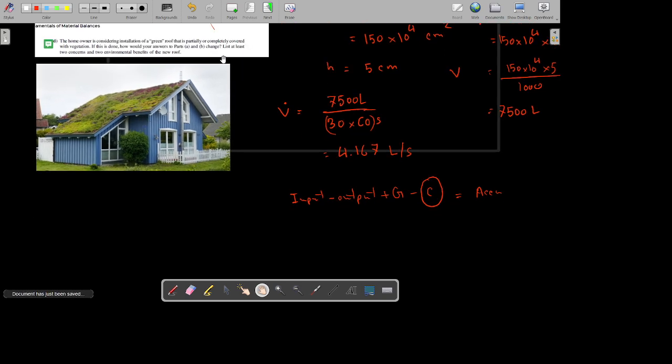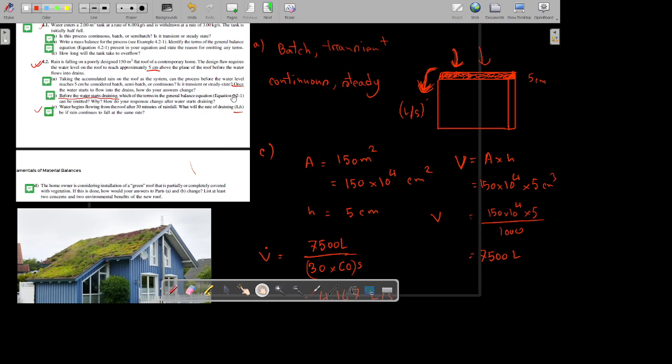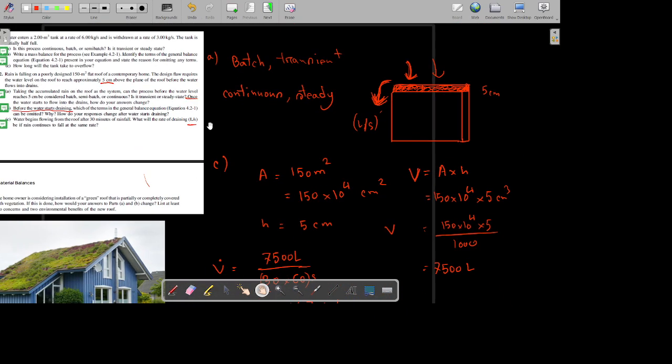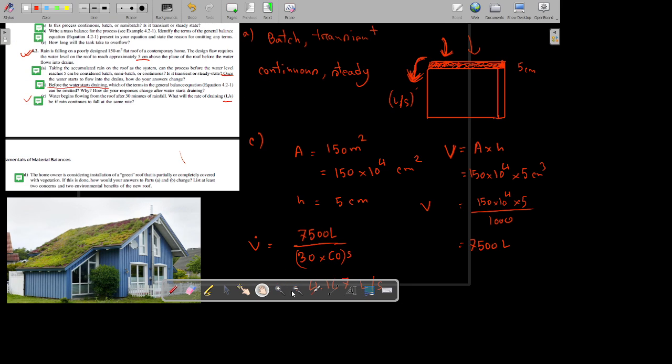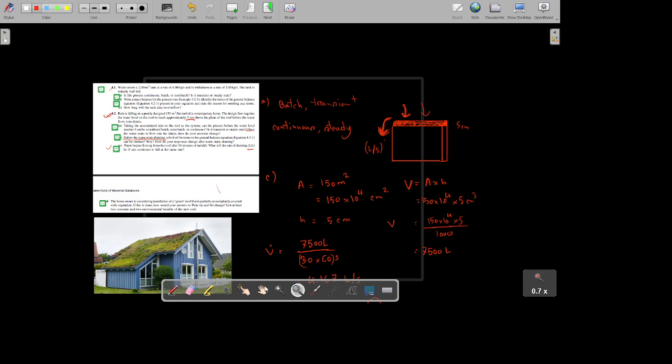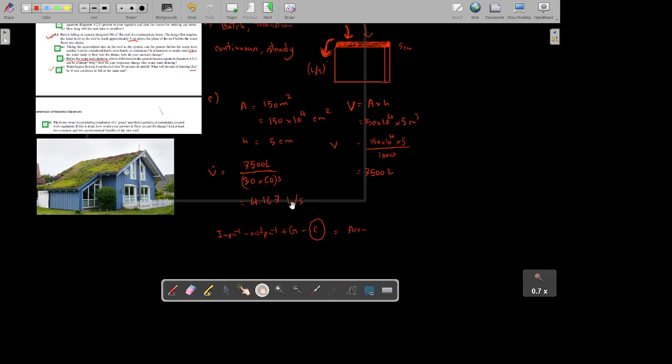So for the other concern and environmental benefit, it is up to you how you can think. I'm not going to answer the next part. It is up to you, the environmental benefits and the demerits. So that was our 4.2 number of question. See you in the next problem.